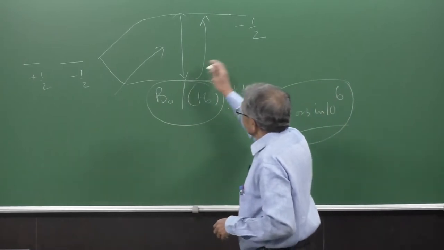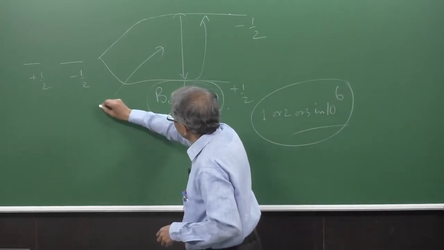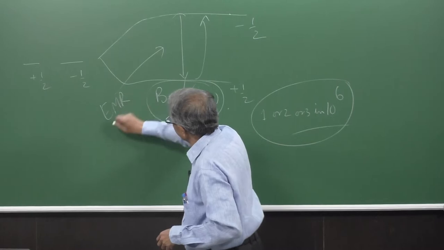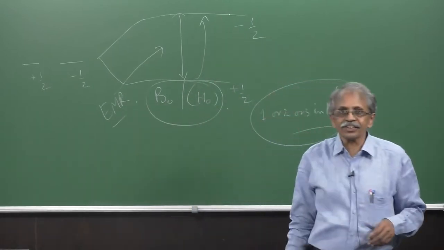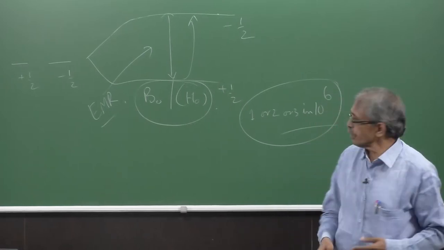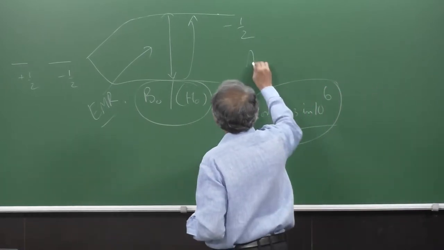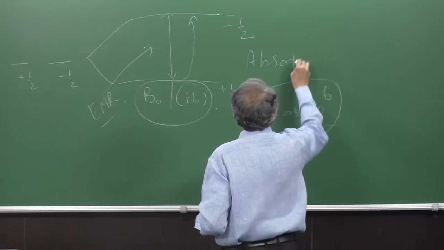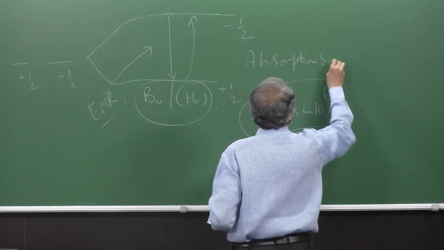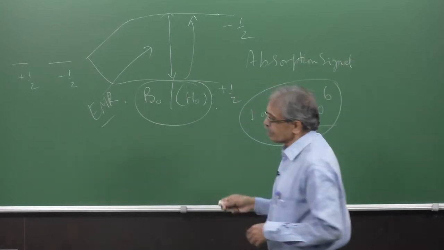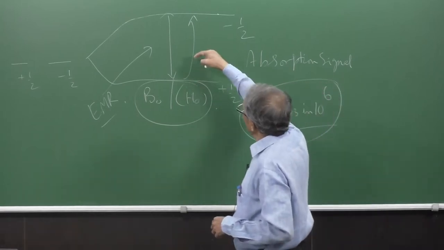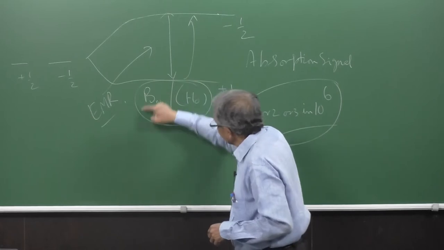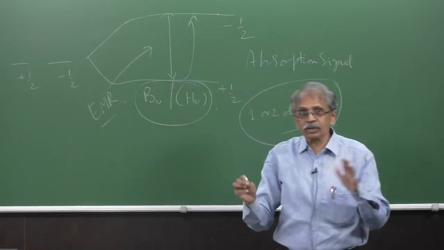So the electromagnetic radiation that you use would bring across this transition, and that is where this is absorption. So this gives you an absorption signal. Of course, we know other processes, but at present we don't go into that. And all those spins which have gone from this low energy level to the upper energy level will not stay for long.